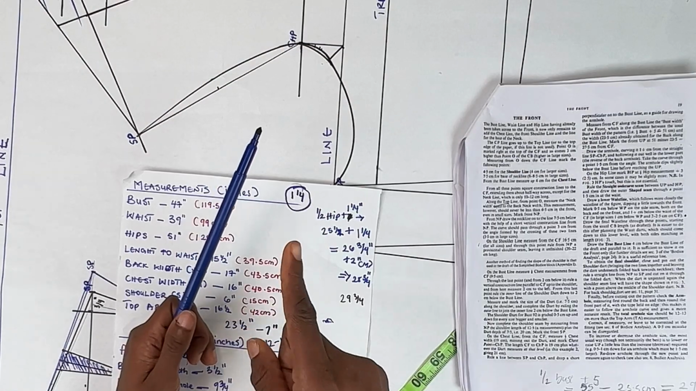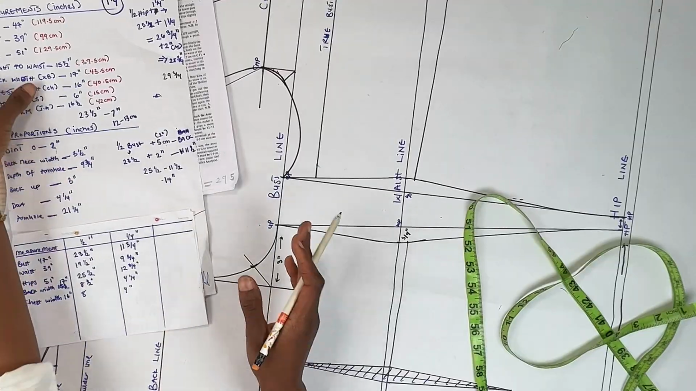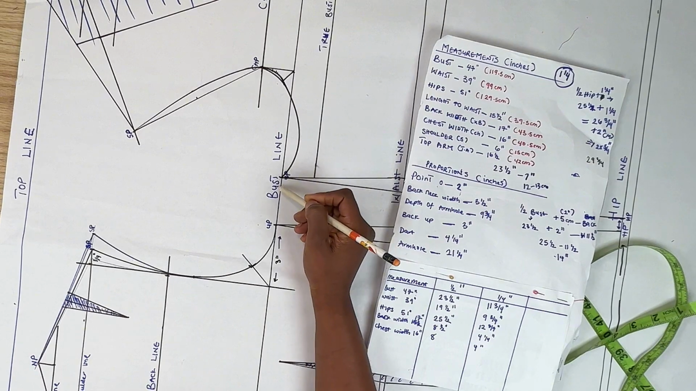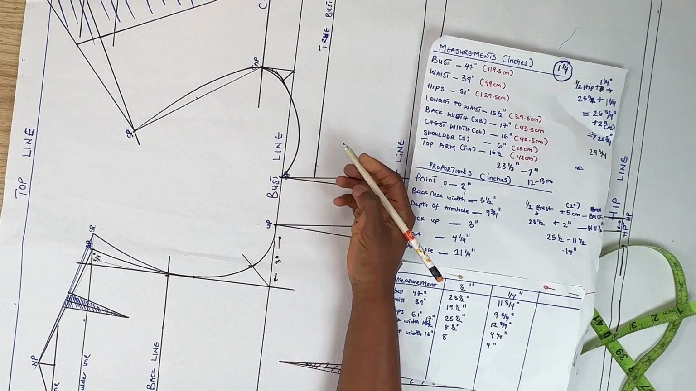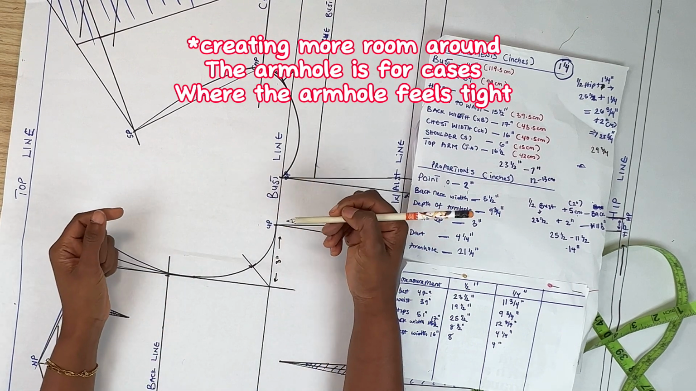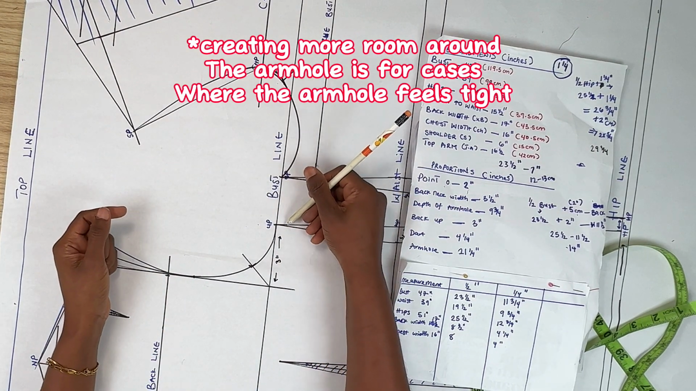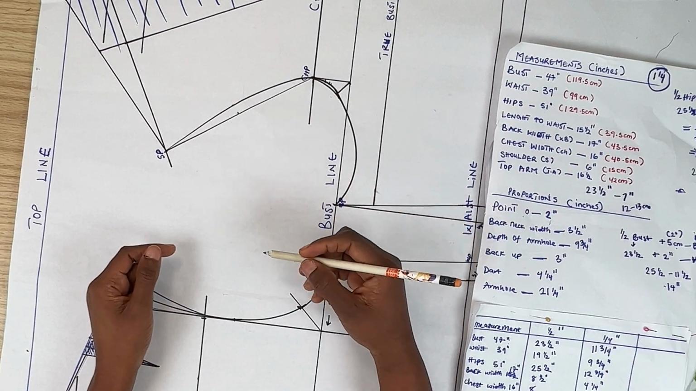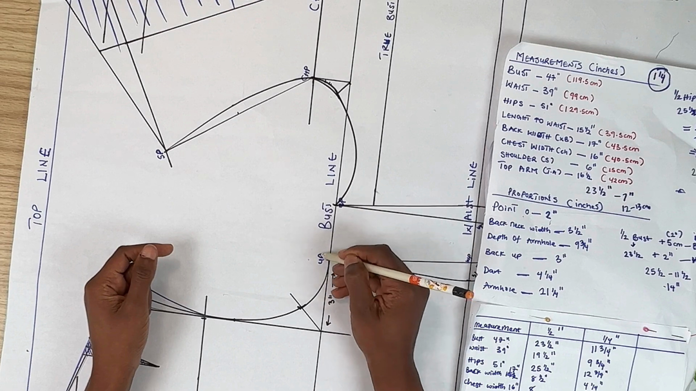I'm going to show you how to correct that. I'm showing you two things. I'm showing you how to reduce the excess on the armhole and how to get more room around the armhole. So if you want to get more room around the armhole, you're going to drop the armhole down. Okay. If you want to reduce the excess around the armhole, you're going to move the UP up.